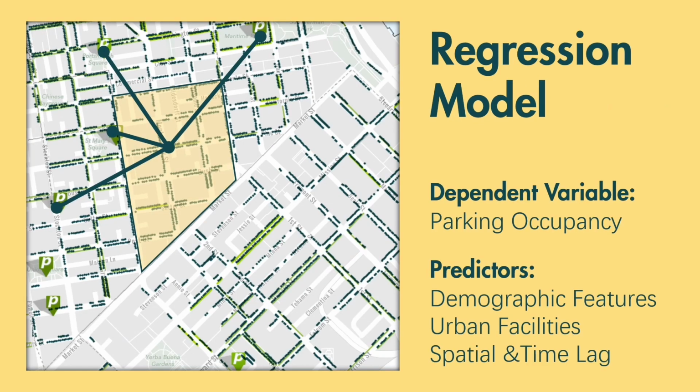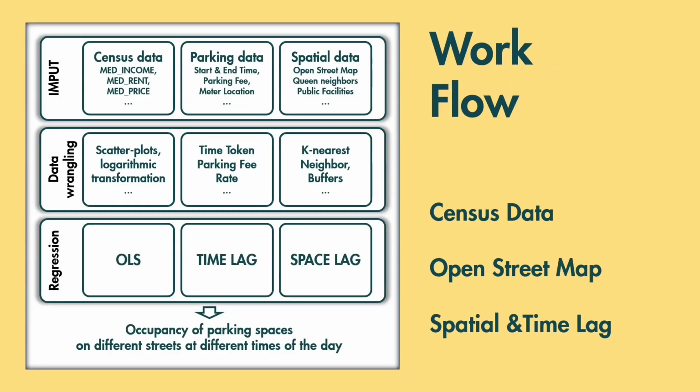We will use a linear regression model. The dependent variable is the parking occupancy. The predictors are the demographic features, urban facilities, spatial time lag, and also the price we mentioned before. The demographic features come from census data, and urban facilities data came from OpenStreetMap. We will use k-nearest neighbor and buffers to calculate them. Last, we will also include the spatial lag, which is the occupancy of the nearby street, and the time lag, which is the occupancy 1 hour before, 3 hours before, 6 hours before, and 1 day before.